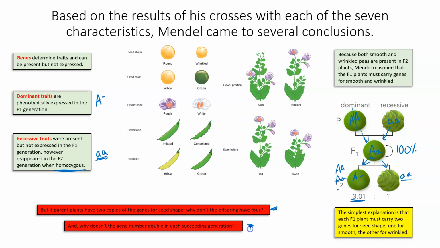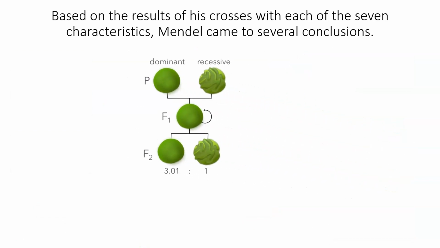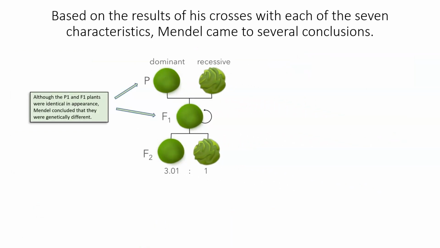Okay, so 2 big questions that he then had to find the answers for. Obviously, one of them, why don't the gene numbers copy from parent to offspring, and why don't the gene numbers double from parents to offspring? Okay. Although the P1 and F1 plants were identical in appearance, Mendel concluded that they were genetically different. Again, we've kind of gone through that, right? These are, we know now, to be different genotypically. He didn't know they were genotypically different just by looking at them, because the appearance gives you the appearance that they're genetically identical because they look genetically identical.